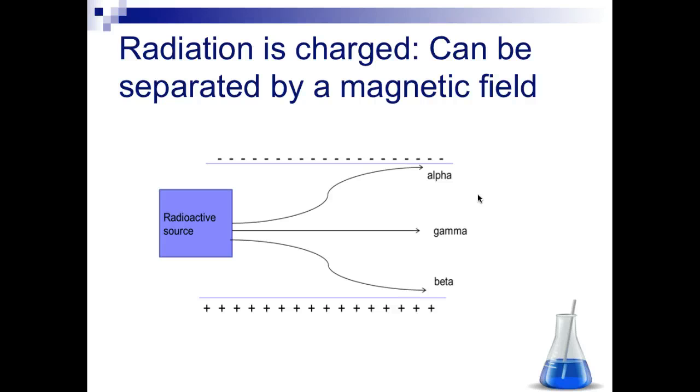Radiation is charged, so it can be separated by a magnetic field. So if you have a magnetic field around this radioactive source, it will break up the alpha particle, the beta particle, and the gamma rays. Alpha particles are positively charged, so they'll go to the negative side of your magnetic field. Gamma rays have no charge, so they'll stay in the middle. And beta particles are negatively charged, so they'll go towards the positive end. Remember, like we talked about in the last unit, opposite charges attract, like charges repel.